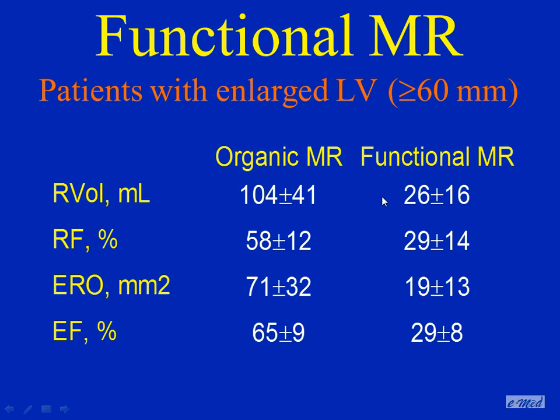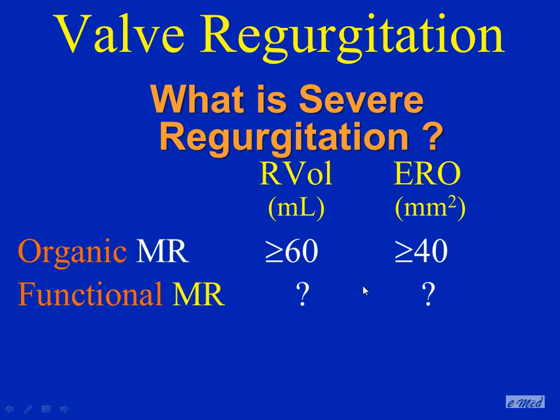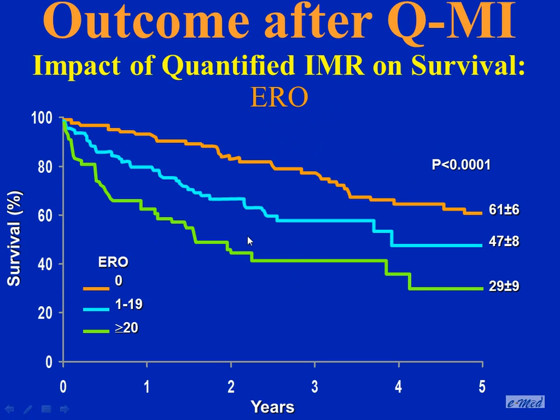So is that anything significant, that functional MR? Or is it just something that we can neglect? And when we looked at that, we said, okay, what is the gradation for functional MR? Should it be the same as organic MR? But when you look at outcome, it gives you information on what's happening.